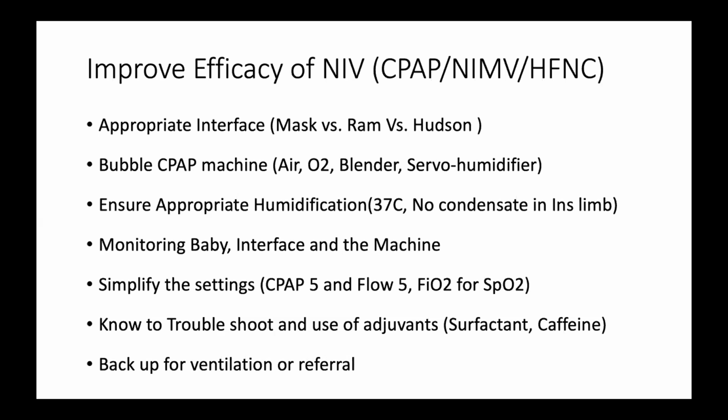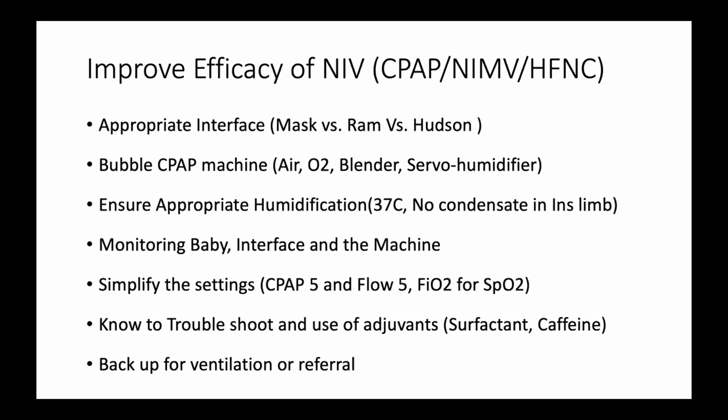Monitor the baby, monitor the interface and the machine to troubleshoot early, and work on the interface or machine or the baby. Simplify the setting. Always think of pressure of 5, flow of 5 liters for most of the settings. If the pressure requirement is increasing, you can work on surfactant or other mechanisms rather than keep increasing the pressures. So if you're working in a level 2, you can just imagine that if you put the baby on CPAP of 5, FiO2 30% and flow of 5, at least 70 to 80% of babies are comfortable.